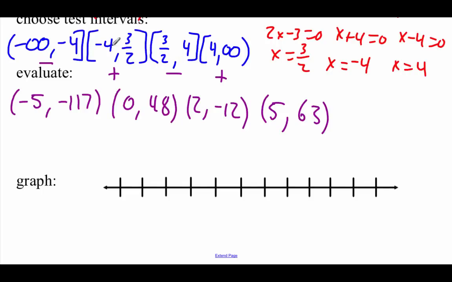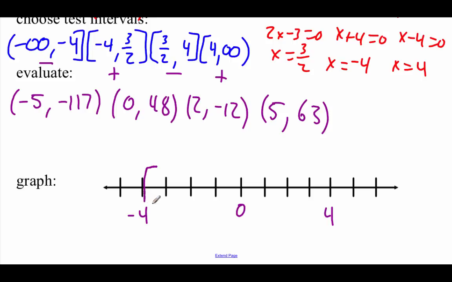We need to graph out an interval between negative 4 and 3 halves. So I'm just going to throw 0 in the middle here, which means negative 4 would be over here on the left, and positive 4 would be over here on the right-hand side. Graphing out that first interval between negative 4 and 3 halves.